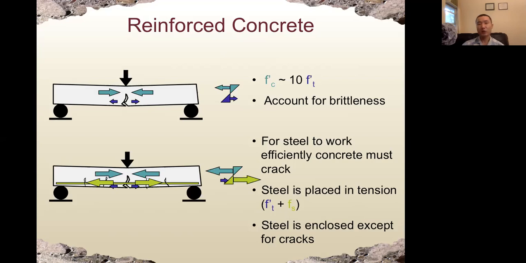Another thing is, for steel to work efficiently, the concrete must crack first, but with only a very minor crack on the bottom of the beam. And the steel is placed in the tension zones, where concrete will experience tension and shear, such as the bottom of this reinforced beam. And the majority of the steel is enclosed except for the area of the cracks.